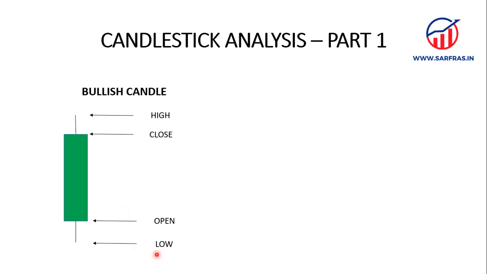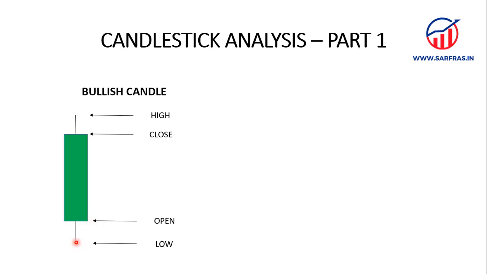Just to give an example, let's consider a case of gold. Imagine gold started at, say, 50,000 in the morning. It opened at 50,000. It went to a high because there were many buyers who were bullish about it. It went to say around 52,000 over here. Then people started booking profit, and as a result the price started moving down. It came to less than the open price, say around 49,000 over here.